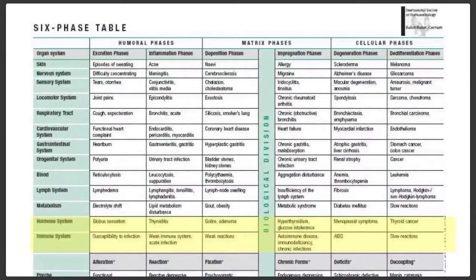So this is a disease evolution table. This is actually a table from the International Society of Homotoxicology. And this is a very nice look at how you can see a progression of symptomatology, both in the thyroid, which I highlighted here in yellow, and also in the immune system because it happened to be right beside it. So here you see a humoral phase, a matrix phase, and a cellular phase, and you see this big biological division line that's green.